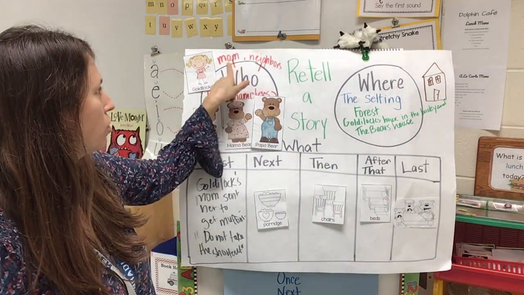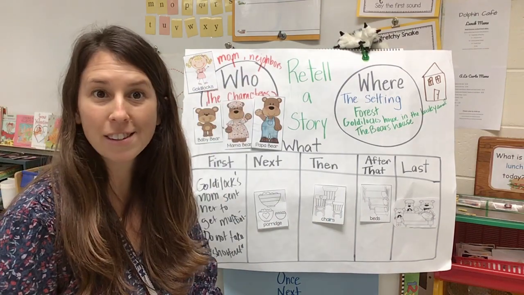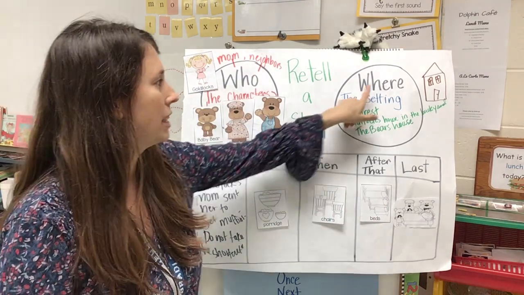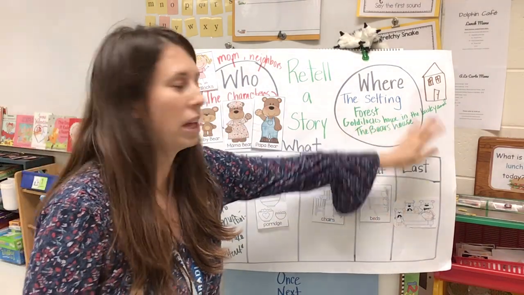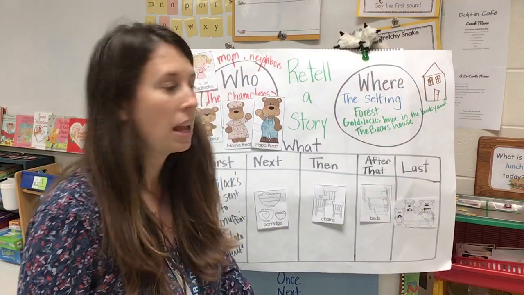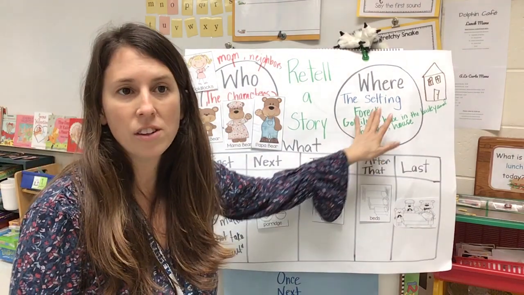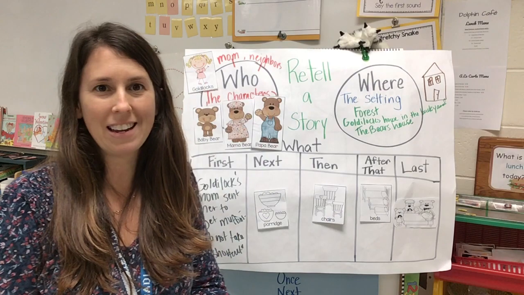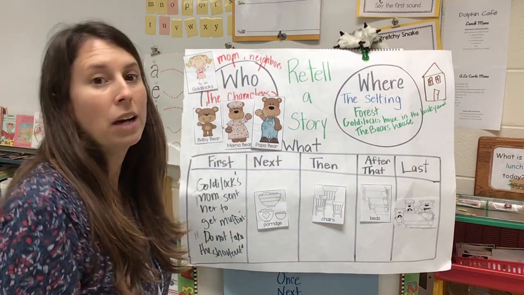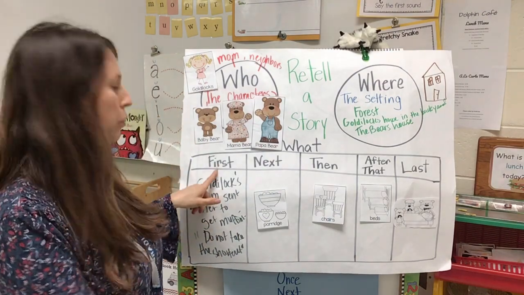The characters were also Mom and the neighbors. Where did the story take place, the setting? It took place at Goldilocks' house in the backyard. It took place at the bear's house in the forest, and we said that the bear's house was the main setting, that's right. Now when we think back to what happened and we retell, we start with what happened first.